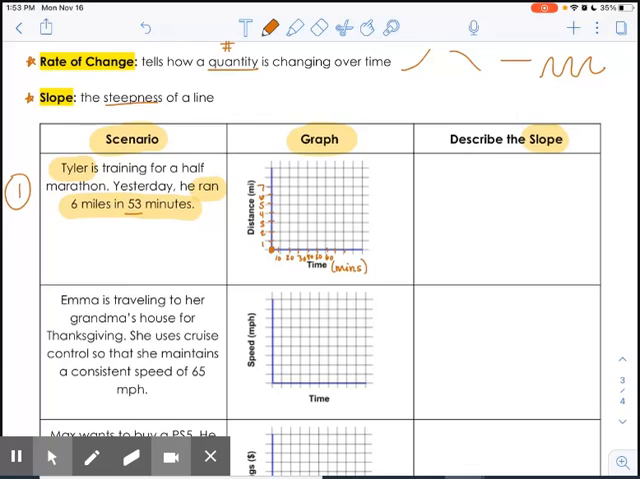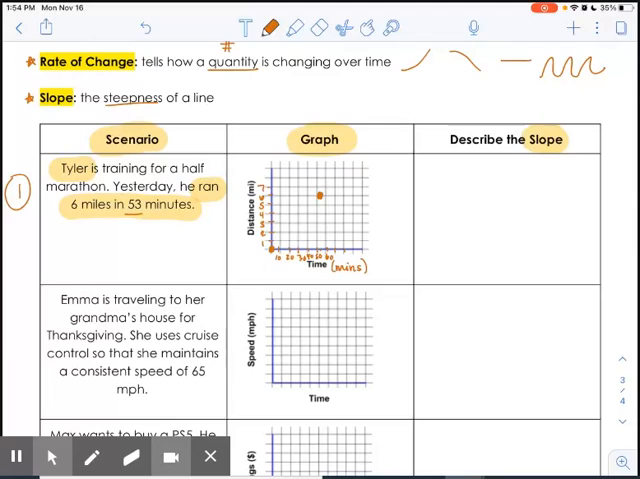Now, I don't know anything else about Tyler's run. I don't know if he ran consistently, the same rate the entire time. I don't know if he started and stopped or got faster or slower. All I know is that at minute 53, he had finished 6 miles. So I'm going to go over to 53 minutes, which is just past 50, and I'm going to go up to 6, and I'm going to plot my point here.